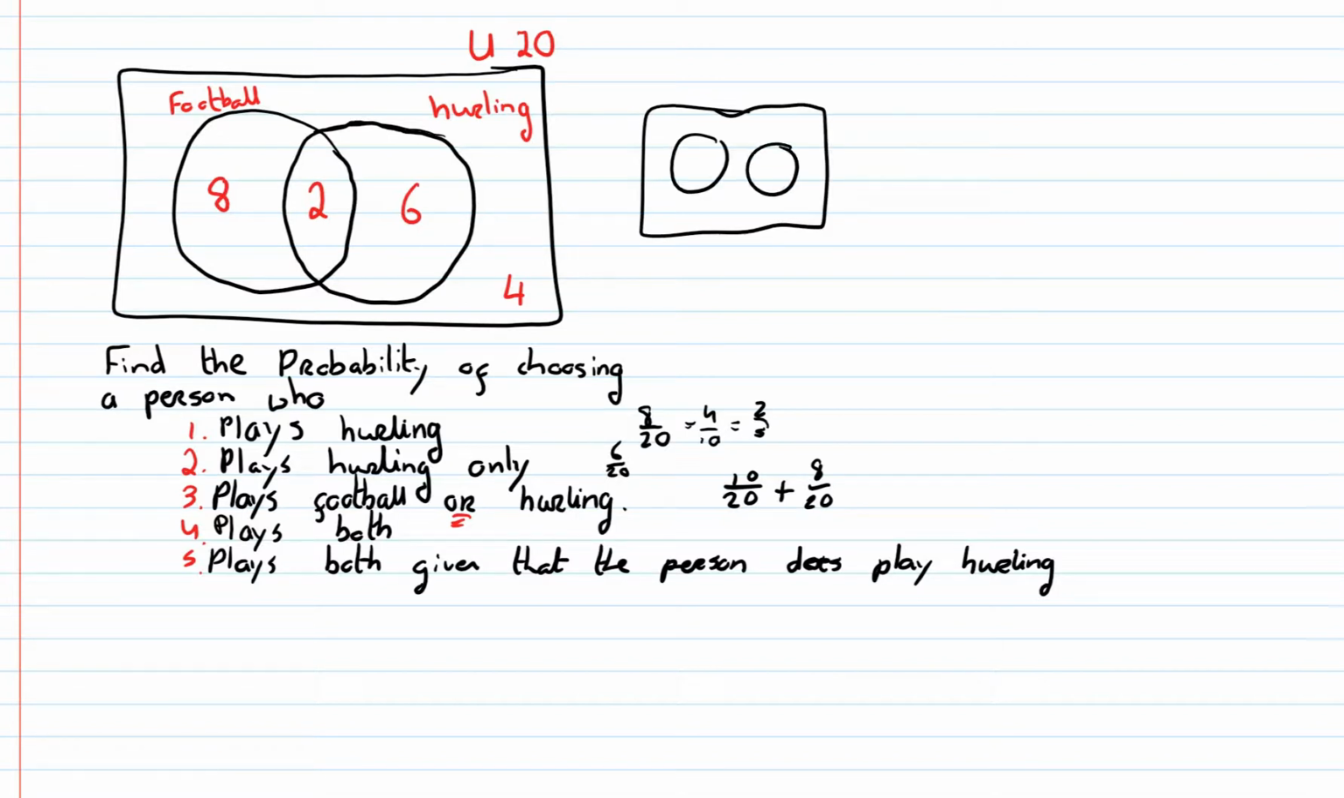Mutually exclusive event would look like this, because we can't get both with the same pick. Non-mutually exclusive event, they overlap, because think about it, I can kill two birds with one stone here. I can take one pick and I can get someone who plays hurling and football. So we have to minus the football intersection hurling, which is 2 out of 20. And that will give us 16 out of 20. Okay? And that would make sense because 8 and 2 and 6 is 16. Okay.